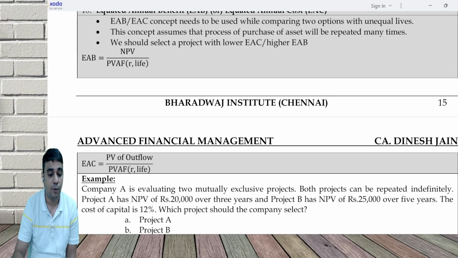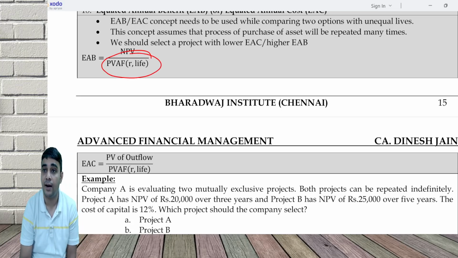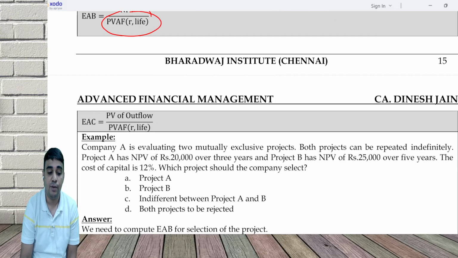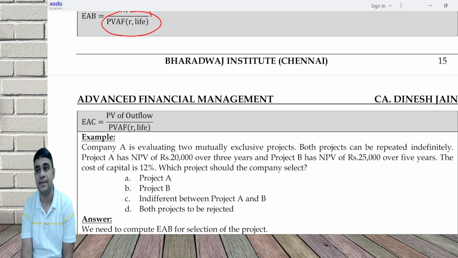So divided by what? Present value annuity factor at R comma life, for EAC as well as EAB. In EAB we use NPV. In EAC we use PV of outflow. If you want to use NPV also, use it, but it will be a negative number. So a negative number indicates it's the PV of outflow. That's all. Obviously, I will select the project with higher EAB, lower EAC.